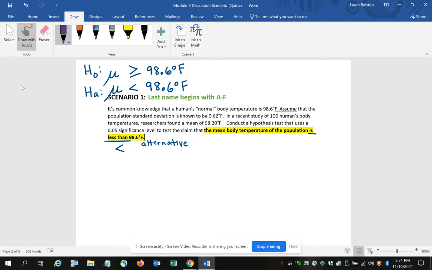Step 2 is to determine which test you're going to do. Are you doing one mean z, one mean t? Are you doing chi-square? Are you doing ANOVA? Which one are you doing?